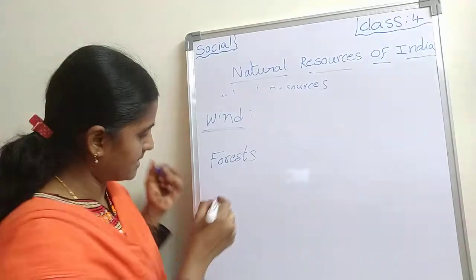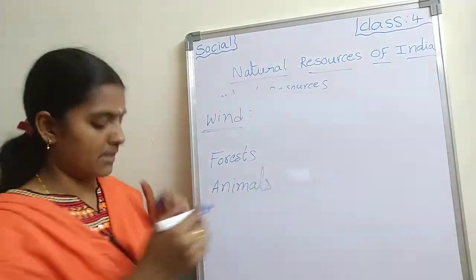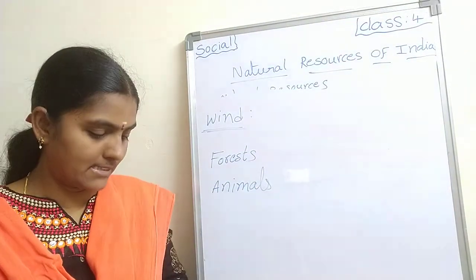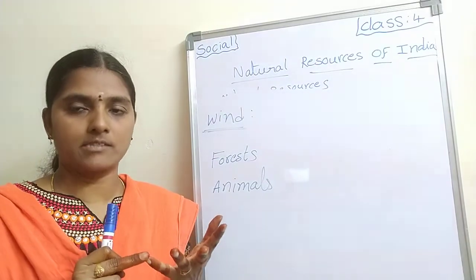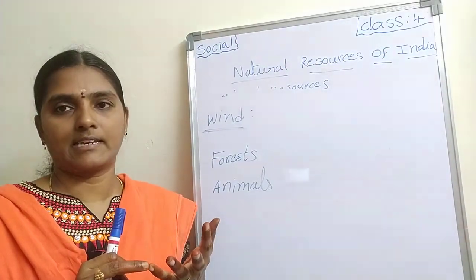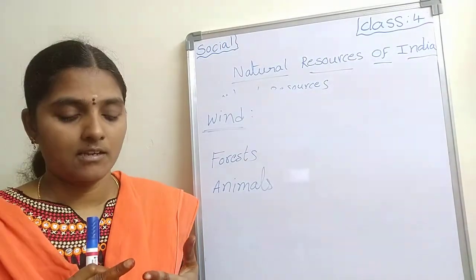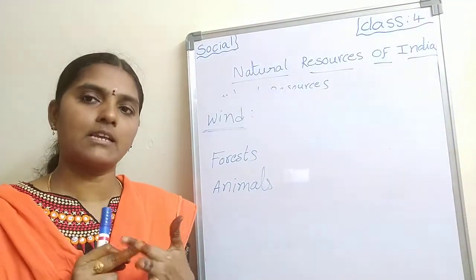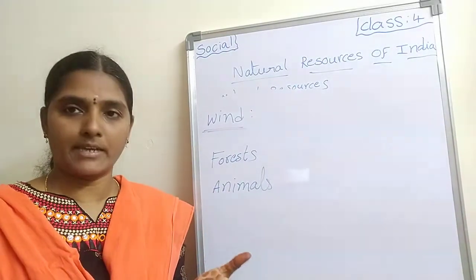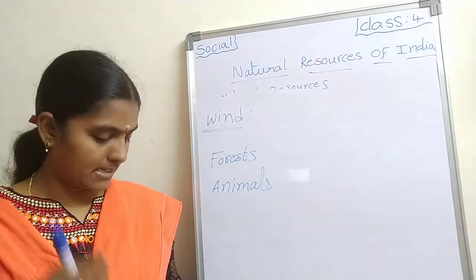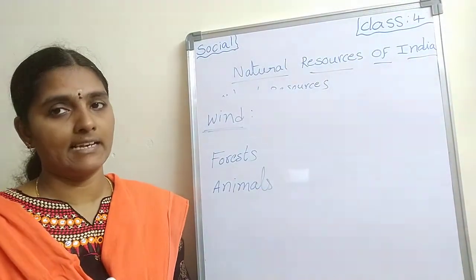Next, animals. Animals provide us with food like milk, eggs, meat, etc. Other things like wool and leather also.